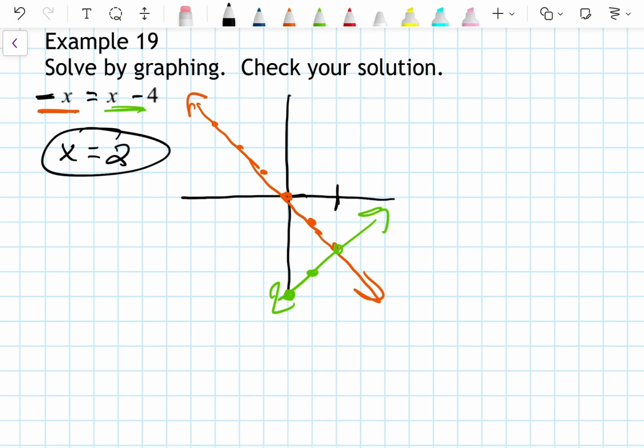I want to plug in just to make sure that's correct. I'd have negative 2 equals 2 minus 4, and that is a true statement. So there it is. My answer is x equals 2.